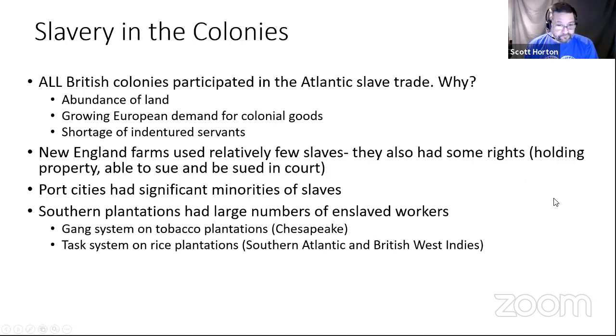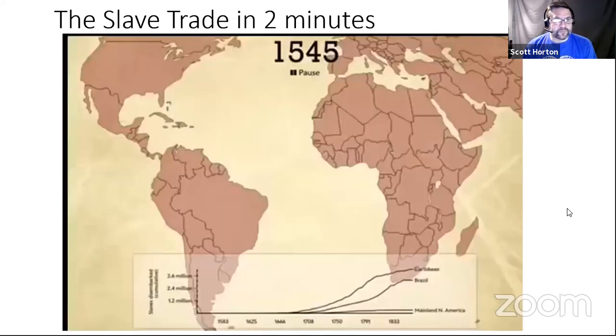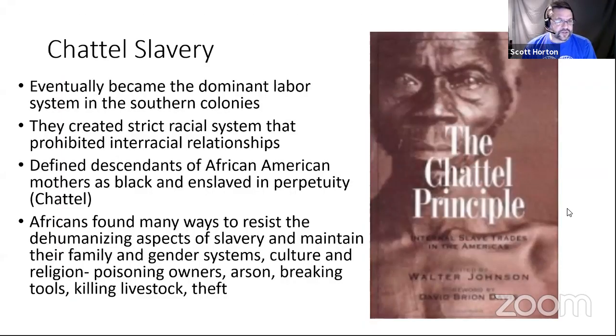So the Chesapeake with tobacco plantations using what's sometimes referred to as the gang system, and then the task system on rice plantations, which tended to be much larger groupings of slaves. So it's different kinds of slavery in different places in the colonies. Okay. And the notion of chattel slavery is an important part of the story here as well.